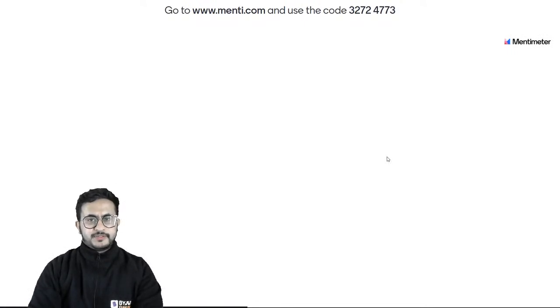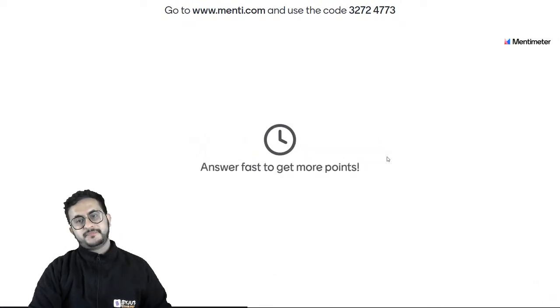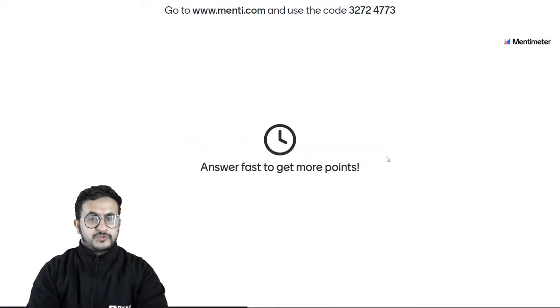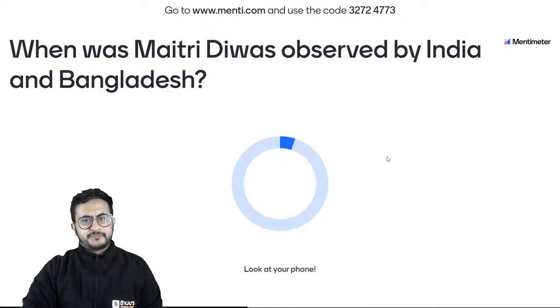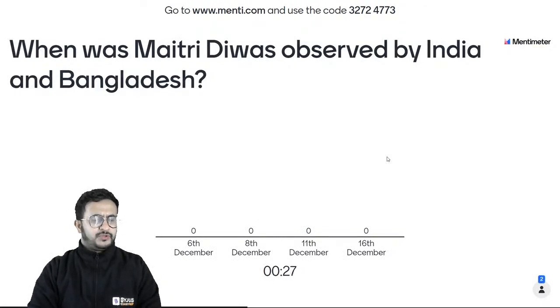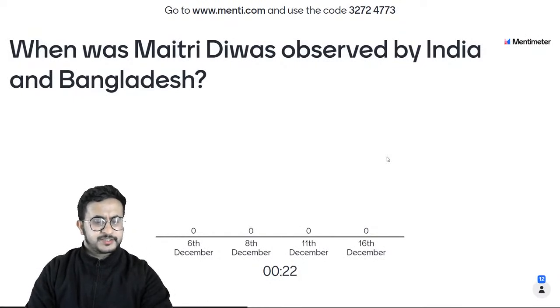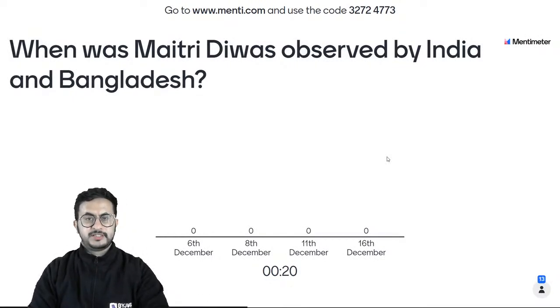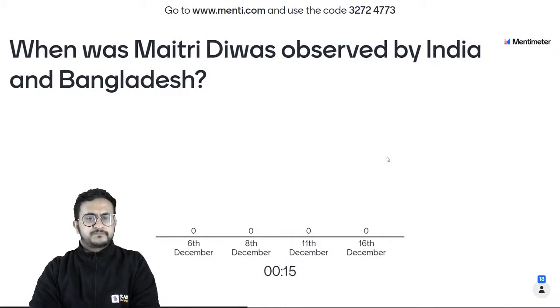Question number 19. Two more questions till we see the leaderboard again, whether Damru Baba or Mahesh will be the leader. So here's the question: when was Maitri Divas observed by India and Bangladesh? It was observed recently. Okay, the India-Bangladesh ties have been of importance this year because of the 50 years of liberation of Bangladesh. When was it observed? 6th December, 8th December, 11th December, or 16th of December?